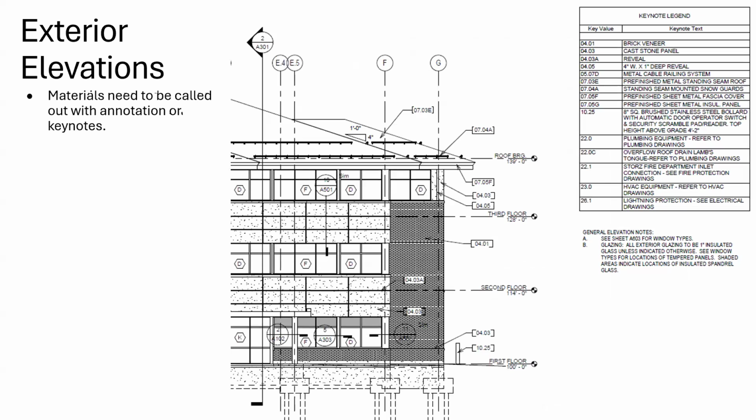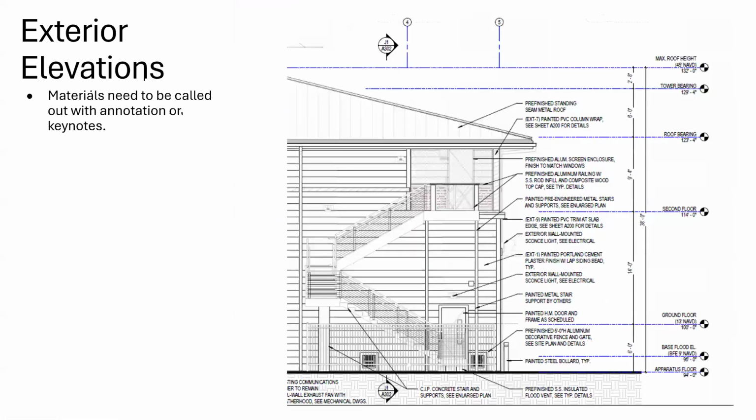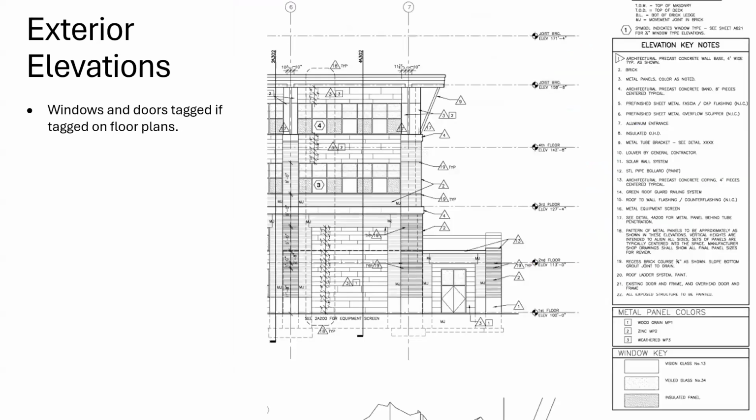Same thing here. I spoke with it before. I called out the materials with keynotes. Here again, there's probably a chart somewhere on this elevation that I didn't copy where it tells you exactly what keynote color 4 is, color 2 is, color 1 is. Here, again, we just talked about that one.